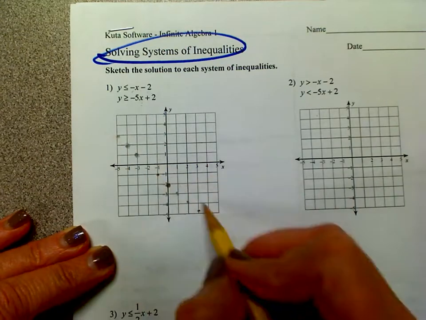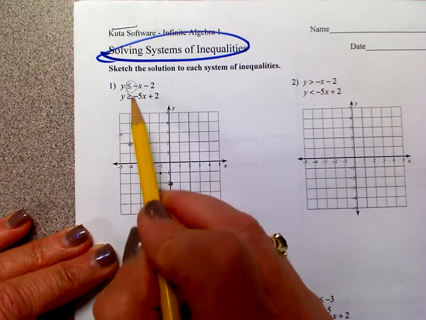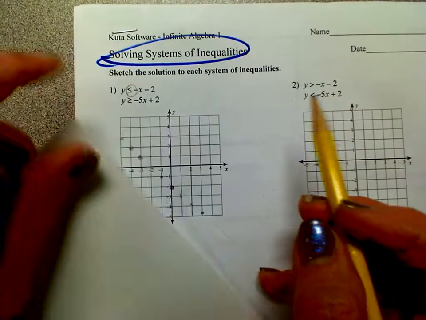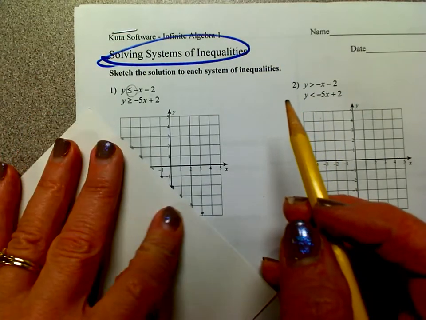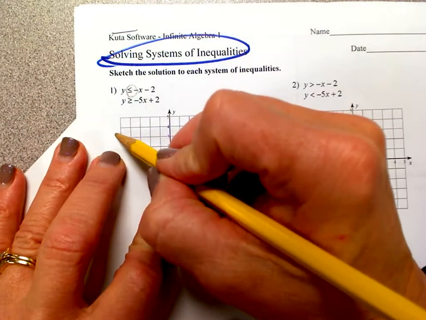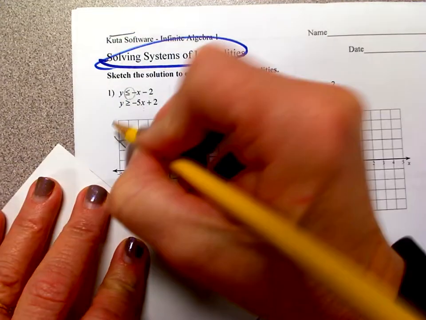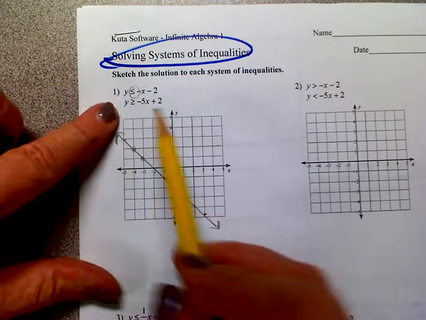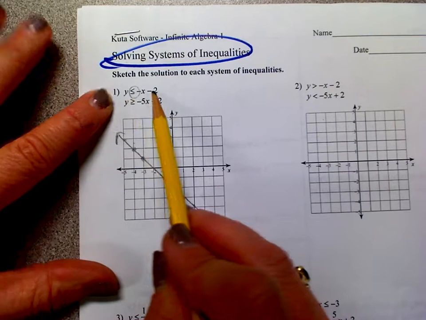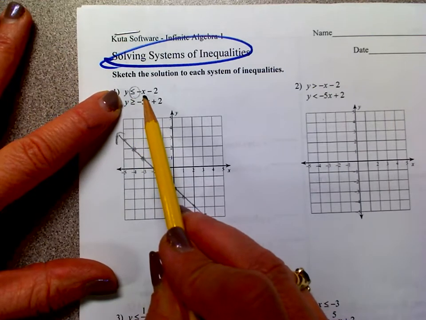Now, before I connect this, I want to double check, and that is an equal sign. That equal sign means it is a solid line. So this is going to be a solid line. And then I'm going to go ahead and shade the solution to that inequality.